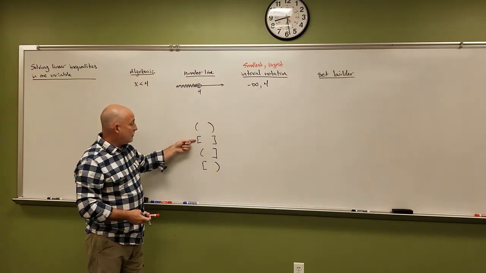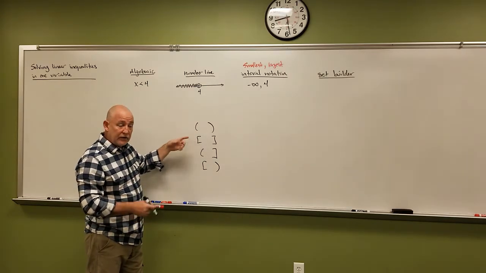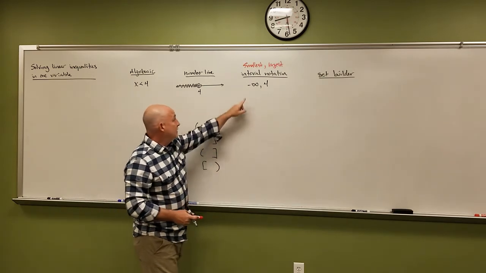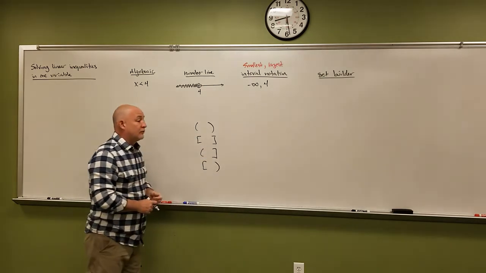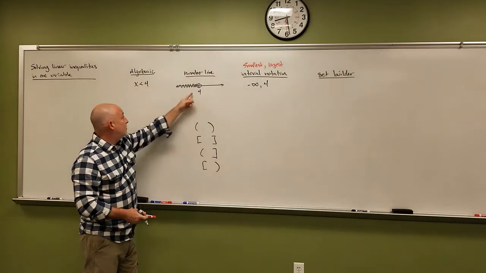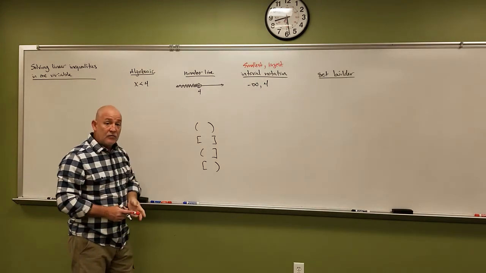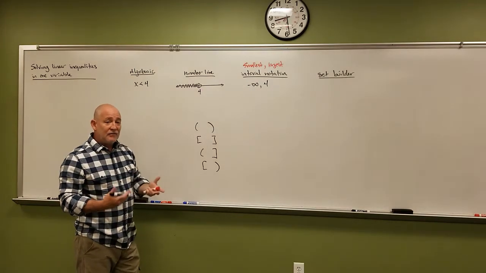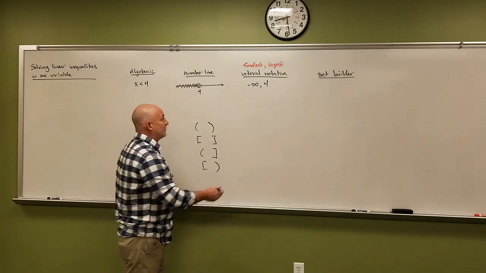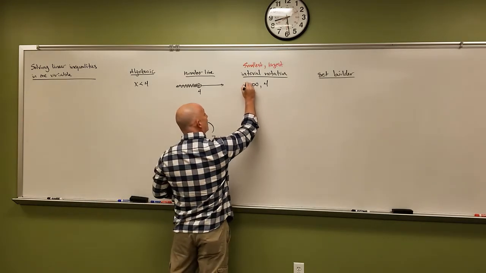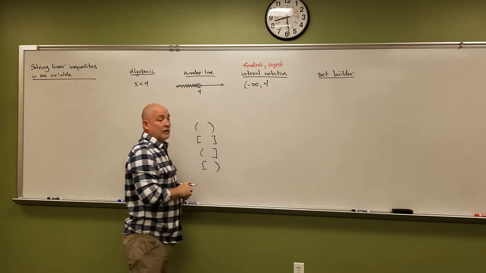If you have a square bracket next to a thing, it is part of your answer. So let's say, is negative infinity part of our answer? Well, it'd be really easy to say yeah, because you say it goes all the way over there to negative infinity. But you can't ever get to an infinity, so you never get there. So infinities always get parentheses next to them, no matter what.